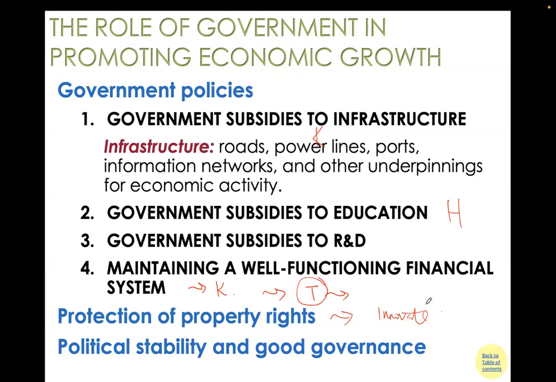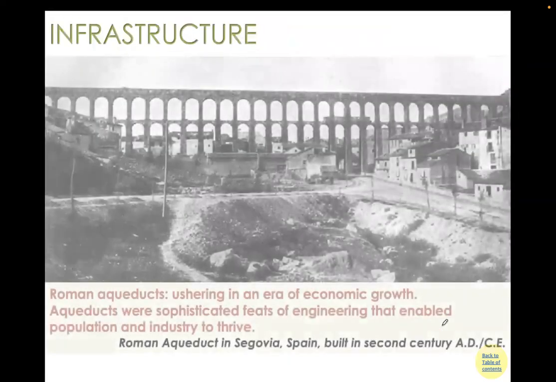Lastly, but not the least, we need political stability and good governance. This is going to encourage investment. That's going to help the accumulation of physical capital. It also encourages innovation. Okay, so those are the things the government can do to help promote long-term economic growth. But certainly that's based on our understanding of the aggregate production function, right?